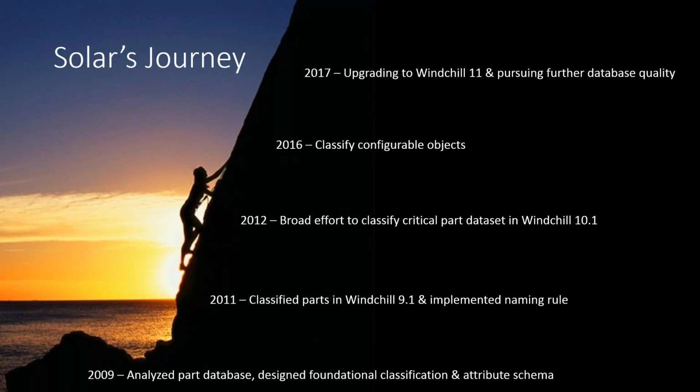So as time has marched on, that team designed our initial foundational schema for our classification and attribute structure and identified the critical data set in our parts database that needed to be classified immediately. And that classification effort has grown and grown. We moved to Windchill 10.1, which got us some more functionality. And then since then, our schema has evolved and matured to the point where we're actually able to classify configurable objects and functions. And now we're even moving to the next level of Windchill, Windchill 11, and that's going to give us a lot of database quality opportunities that we didn't have in the previous tools.